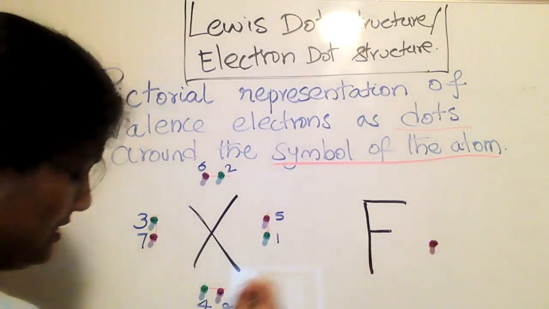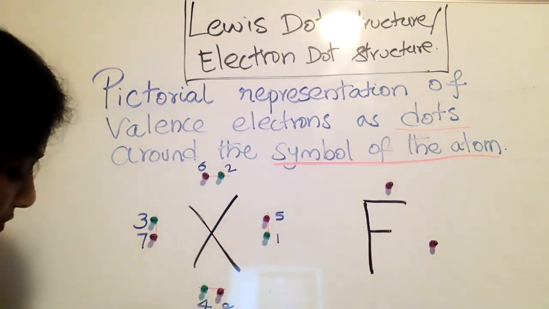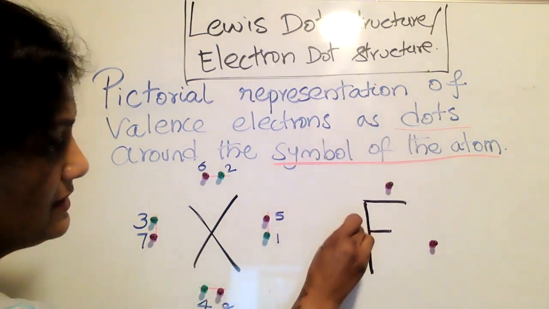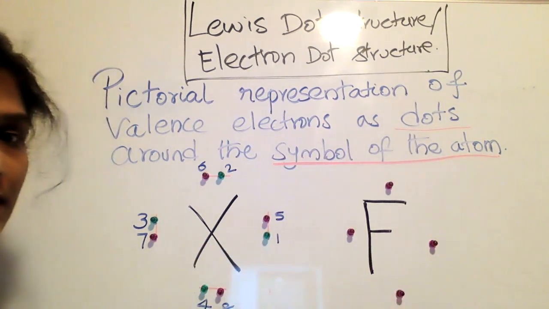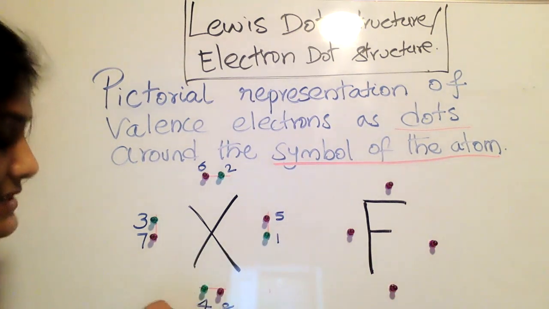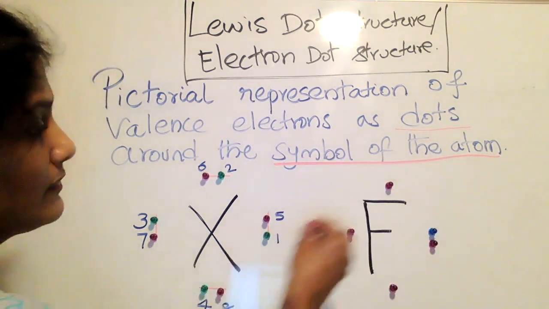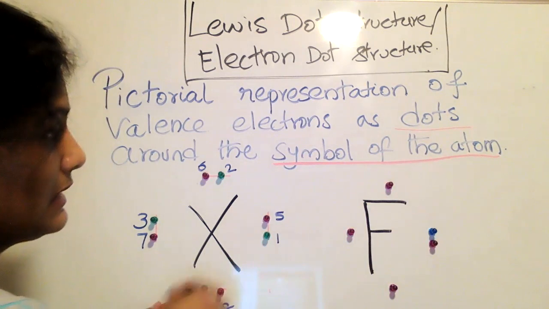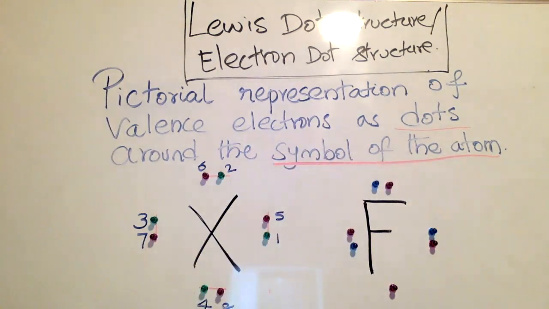As usual, I want to start from this direction. So let me put 1. And where should I go? 2. Then I'm following the pattern. 3. Then 4. And I need to fill more because there are 7 valence electrons, right? So keep going. 5, 6, and 7. That's it. This is the perfect Lewis dot structure, electron dot structure, for fluorine.